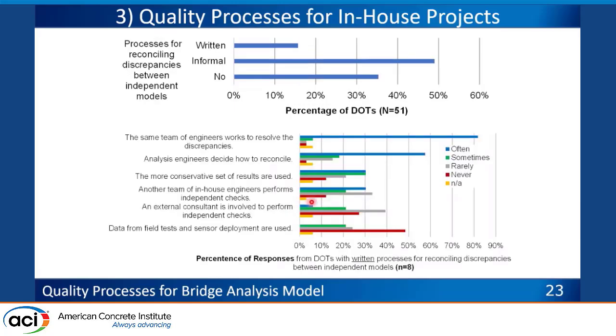These are about reconciling discrepancies. Let's say you have two conflicting results coming from two teams or within the same team. So you can see the team works to resolve the discrepancies, and the more conservative set of results is used. The analysis engineer decides how to reconcile. So these are the processes.